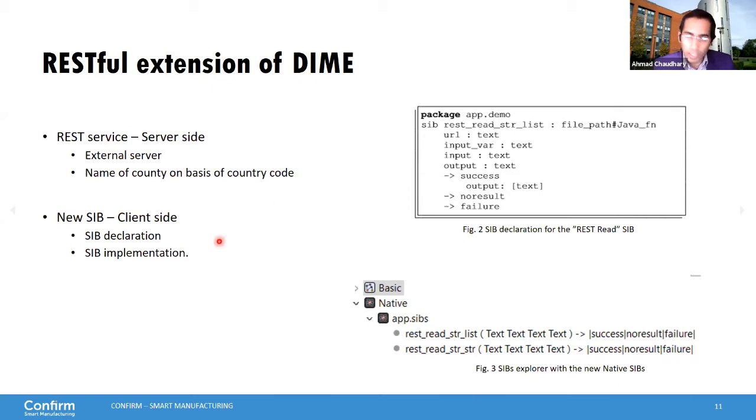So now to create a client SIB that interacts with these REST services, there are two steps required. The first one is SIB declaration, and the second one is SIB implementation. As in figure 2, we can see the signature of a SIB declaration that starts with the SIB keyword, followed by the SIB name, whatever it is, followed by a colon and the attached Java code that should be invoked whenever this SIB is used in Canvas.